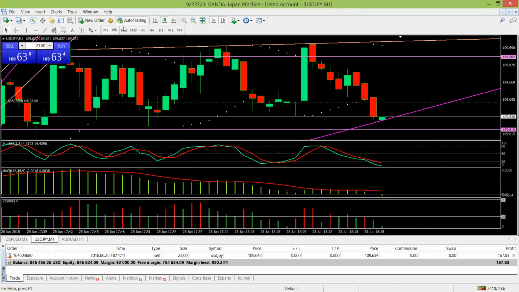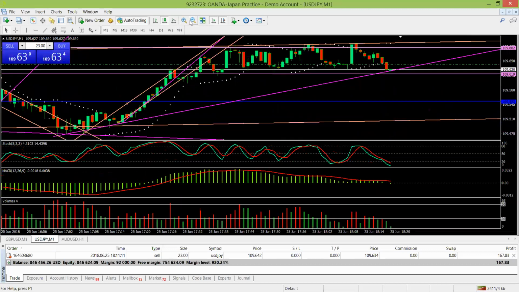Wow. When we break the trend line. So we need a couple more red candles then. We need to break this one, we need to break this one.